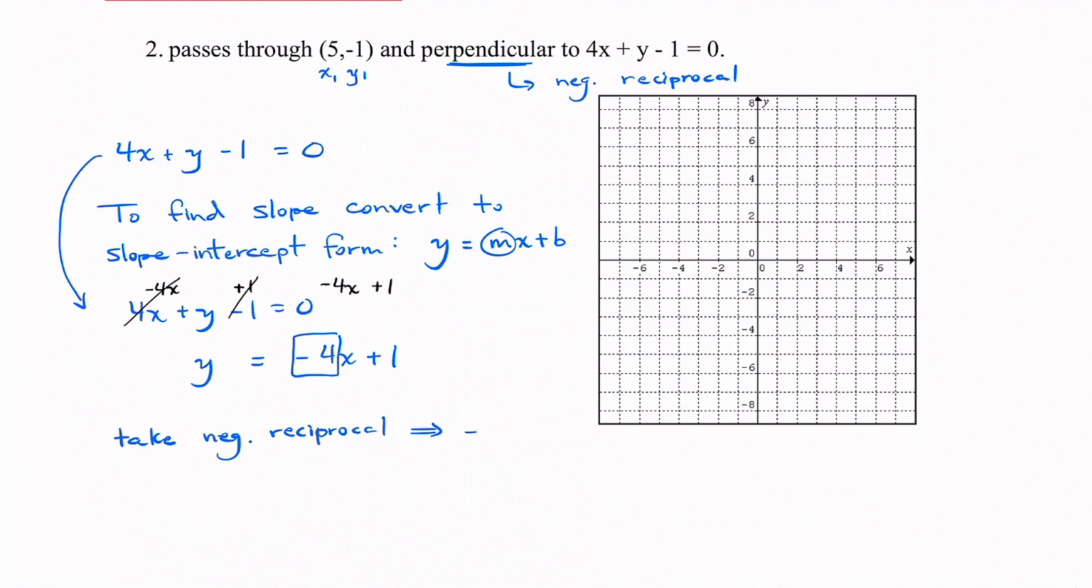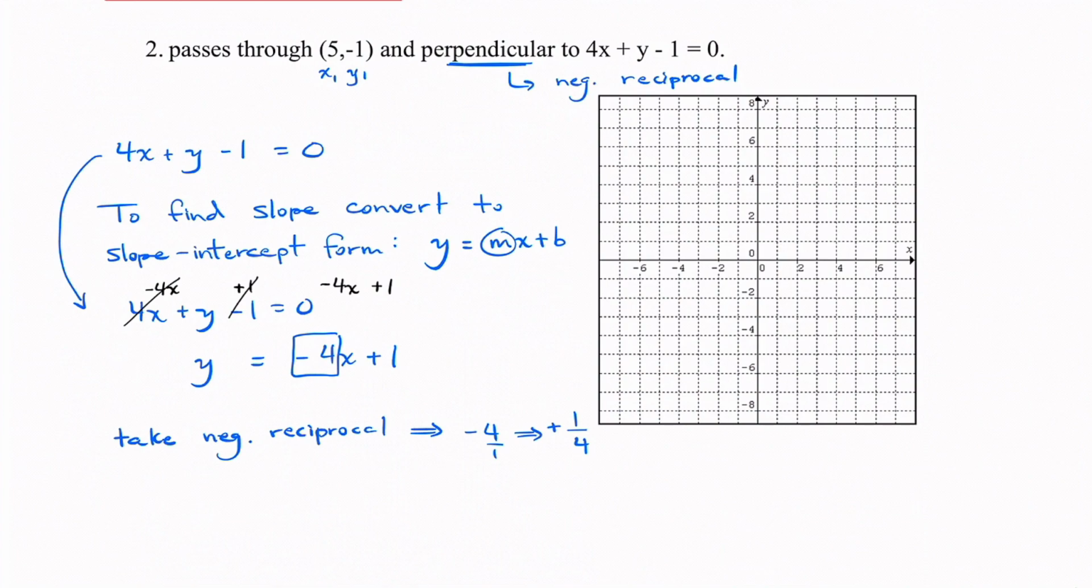So negative 4 is going to change into the opposite sign. It's going to go positive, and then we're going to flip it. So it was 4 over 1. Now it's going to be 1 over 4. So now I've got my slope. And I got a point. I was given that right up top here, 5 and negative 1.